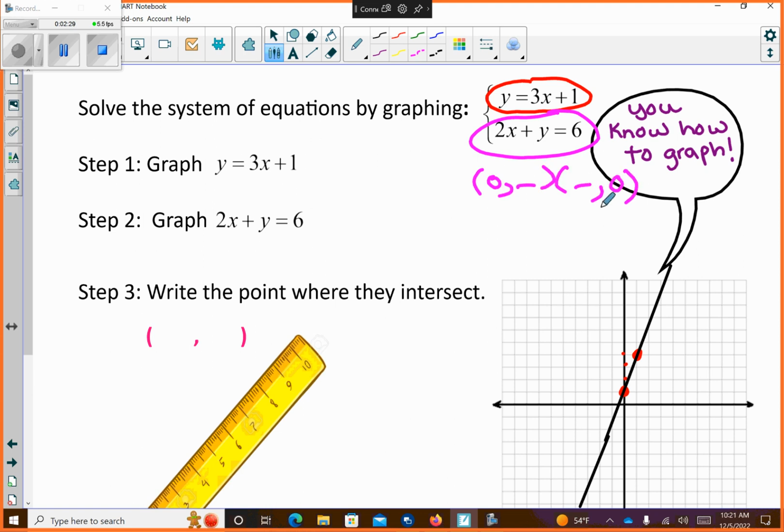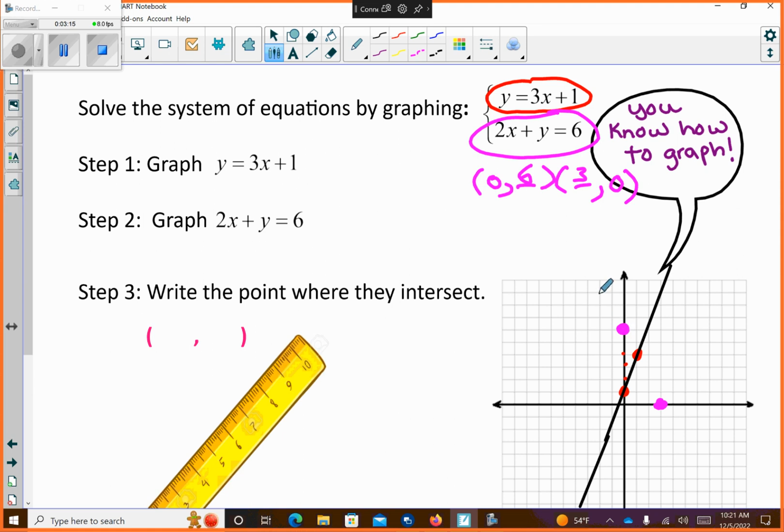I'll demonstrate on this board. This is an X value here. If I cover this up, Y equals what? 6. So that's the first one, (0, 6). And then this 0 here is a Y value. So 2 times what number gives me 6? 3. So this gets me my X and my Y intercepts. (3, 0) is 1, 2, 3 right over here. And then (0, 6) is 1, 2, 3, 4, 5, 6. So we have that.